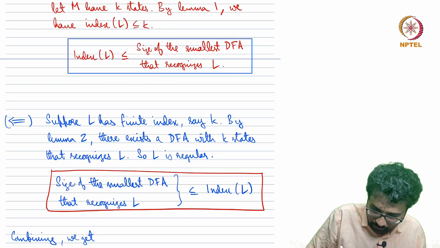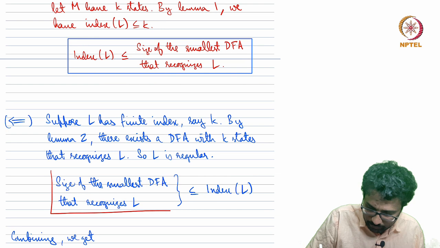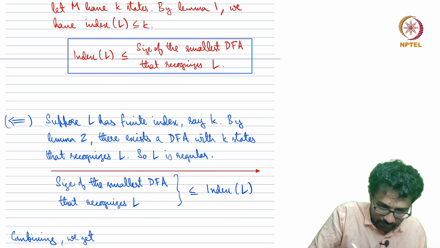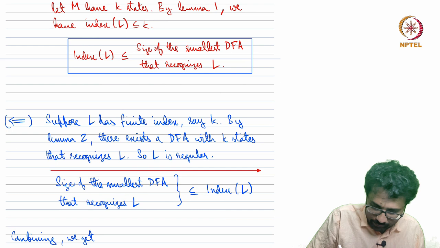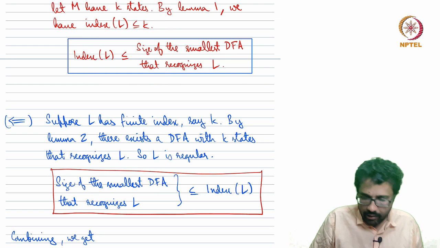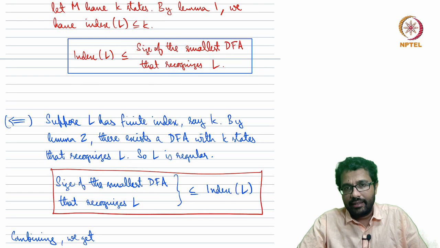I'm sorry, I'm trying to draw a box, but somehow I'll just give up. Okay, let it be. So the size of the smallest DFA that recognizes L is at most the index.